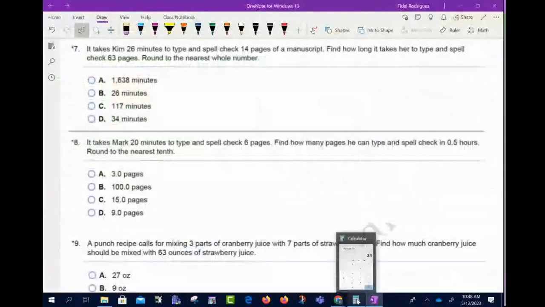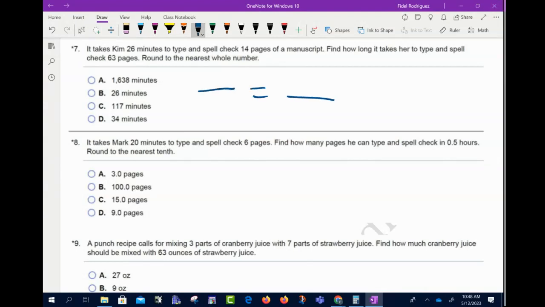All right. So, y'all, these problems here, the same type of thing, still dealing with ratio and proportions, okay? The first problem I have on this page says it takes Kim 26 minutes to type and spell check 14 pages of manuscript. Find how long it would take her to type and spell check 63 pages. Okay, so y'all, when I'm setting up these problems, I'm always going to have one fraction equal to another one. Okay, 26 minutes. So I'm going to go 26 minutes for how many pages?